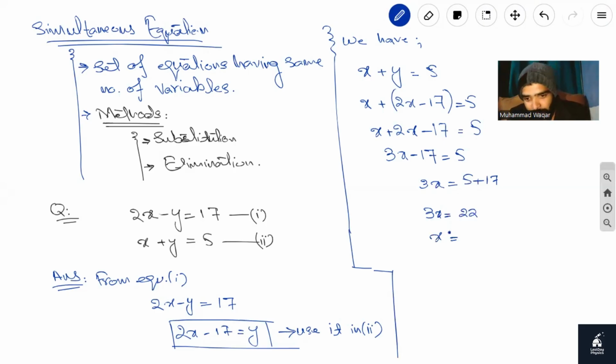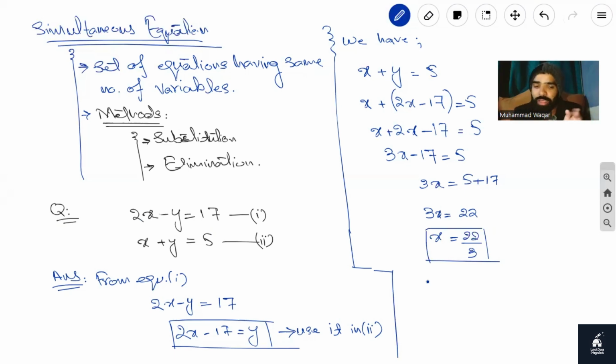Then you would have x equal to 22 divided by 3. It's clear that if you want to eliminate the 3 on the left-hand side, we have to divide by 3. So we have to divide 3 on both sides. That's why if you eliminate it, then divide 3 on the other side as well. X would be 22 by 3. Now it's pretty simple. You have the exact value of x.